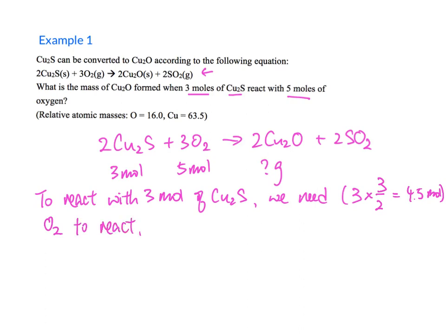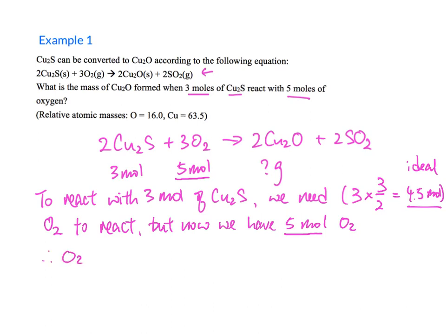But now we have 5 mole O2. This is the actual amount, while the other is the ideal amount. In this case, ideally we need 4.5, but we have 5 mole. So what we have is more than enough. Therefore, O2 is in excess. If O2 is in excess, then Cu2S will be limited. Now what we need to do is move on to calculate the number of moles.